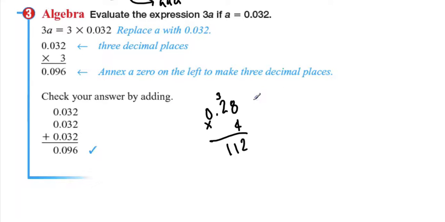But if you notice, 0.28 has 2 decimal places, 4 has no decimal places. And you simply add the decimal places. You should have 2 decimal places in your answer. So going from the back of 112, you count 2 decimal places, 1, 2. The product is 1.12.